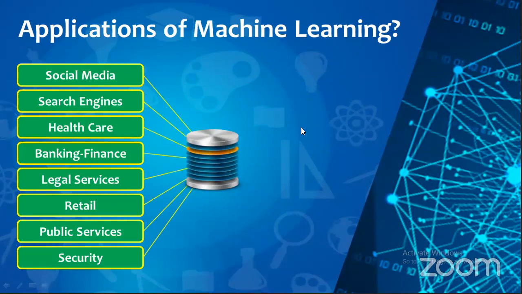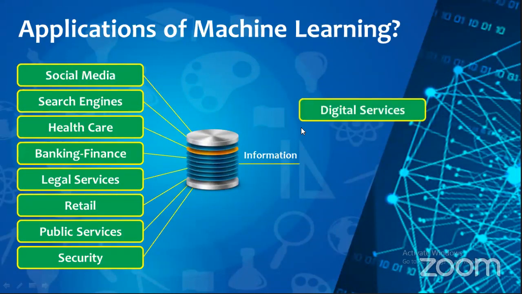Based on this data, we are getting information. Based on that information, we can provide better digital services, where you have more data and more information. Nowadays, 99.9% of what you get are digital services. Take one bank, one financial sector, one telecom sector, any area.